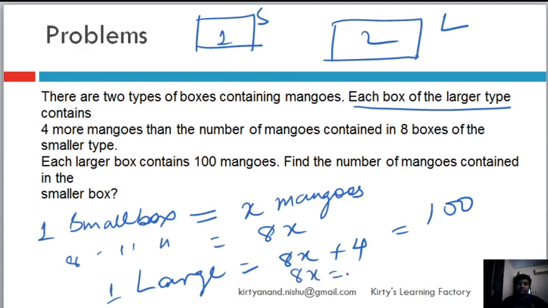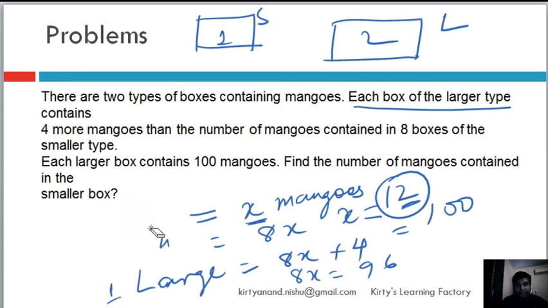So basically it becomes 8x equal to 96, and x, which is 12 8s are 96, so it is 12. So the number of mangoes contained in the smaller box they are asking. So x I had assumed. So basically the number of mangoes contained in the smaller box will be 12. That's the answer. So you can see it seemed like a complex problem, but basically if you are able to write the expressions well.